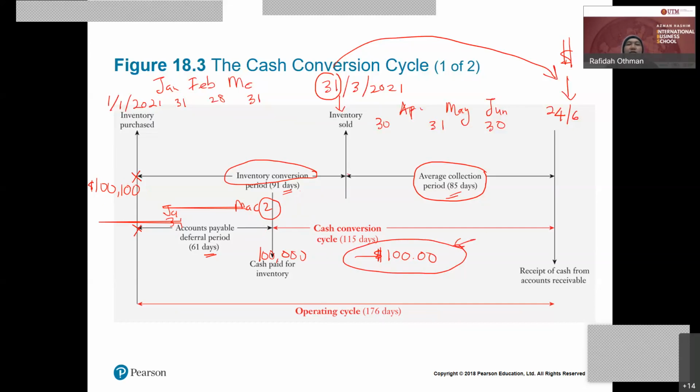So this is actually the most important element when you have to understand the cash conversion cycle. So meaning that now your cash conversion cycle is 115 days. Okay, so this whole thing we call the operating cycle. All right, so what is the operating cycle?